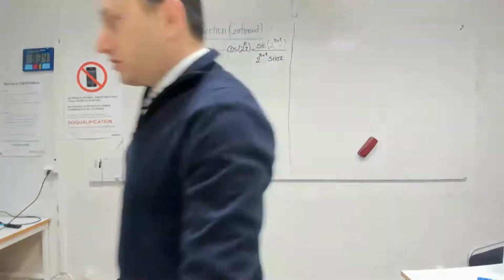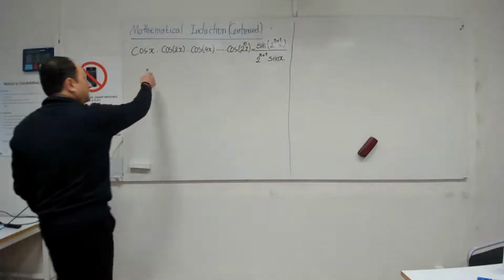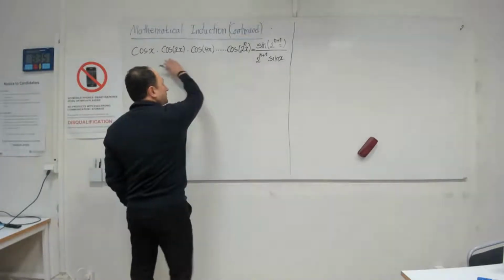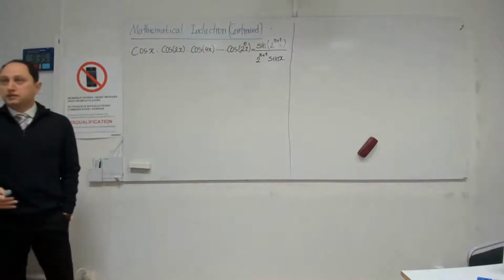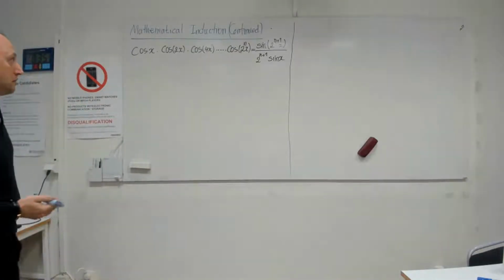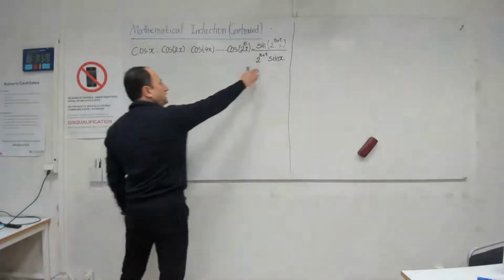Okay, so we were supposed to solve this problem. So let us start doing that. So that's a product. We want to show that this product is equal to this. This is an application of mathematical induction in trigonometry, yes? So what we need to do, this is our statement Pn.